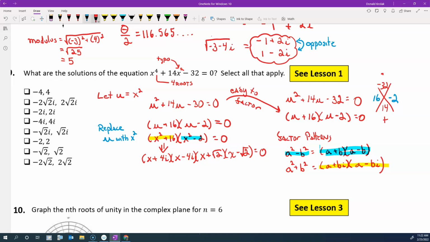And you can get your roots from that. Negative 4i makes that 0. 4i makes that one 0. Negative root 2 and positive root 2. And there's my solutions.